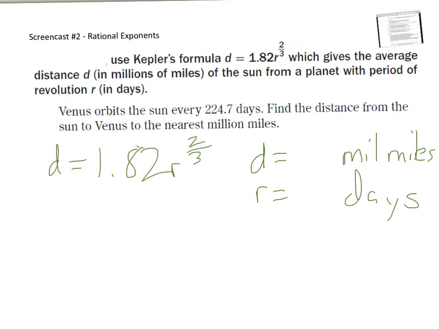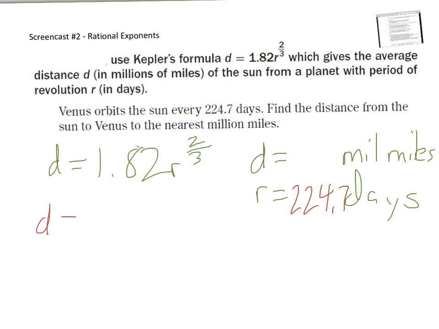Now the problem presented is Venus orbits the sun every 224.7 days. We have to find the distance from the sun to Venus to the nearest million miles. Well, they gave us one number, 224.7 days. So therefore, is that d or r? Well, clearly it is r because r is in days. So let's fill that in, 224.7 in days. Which means we are going to replace r with the number 224.7.